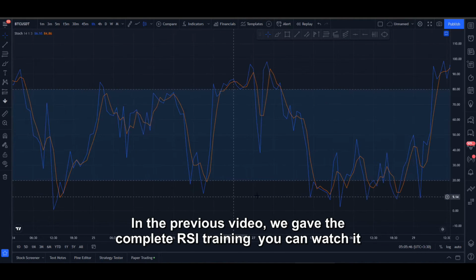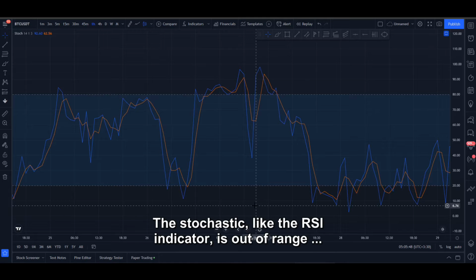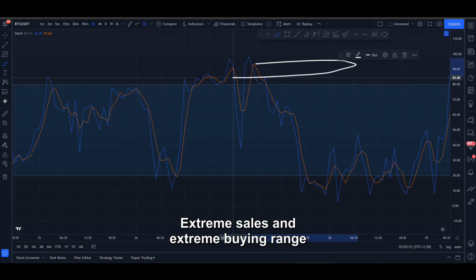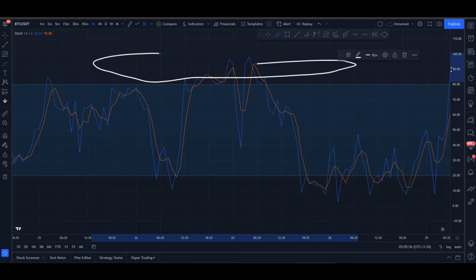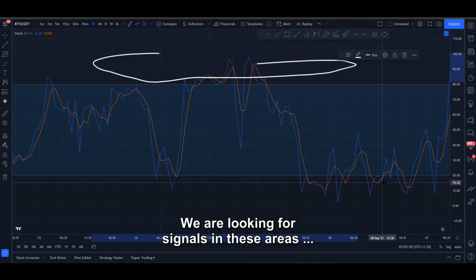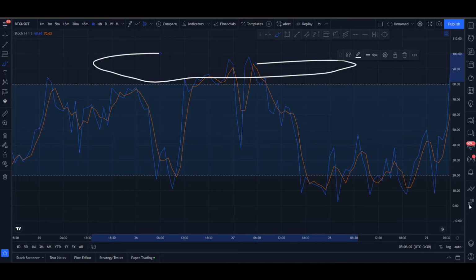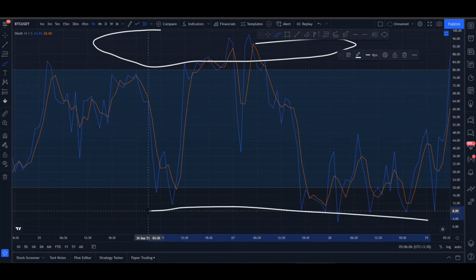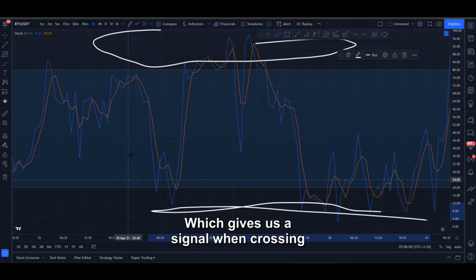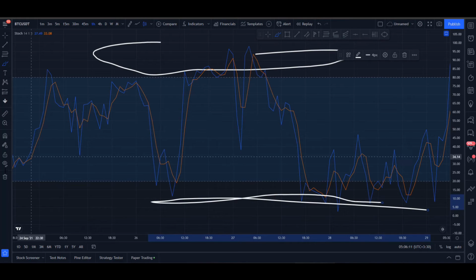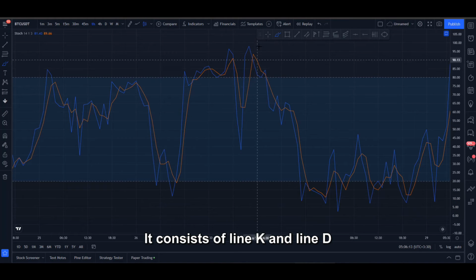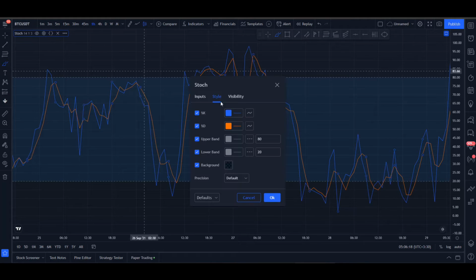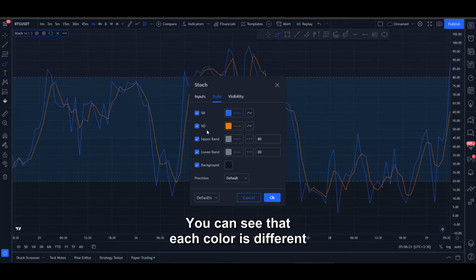In the previous video, we gave the complete RSI training. You can watch it. The stochastic, like the RSI indicator, has an overbought and oversold range, extreme selling and extreme buying range. We are looking for signals in these areas. This indicator consists of two lines, which give us a signal when crossing. It consists of line K and line D. You can see that each is a different color.